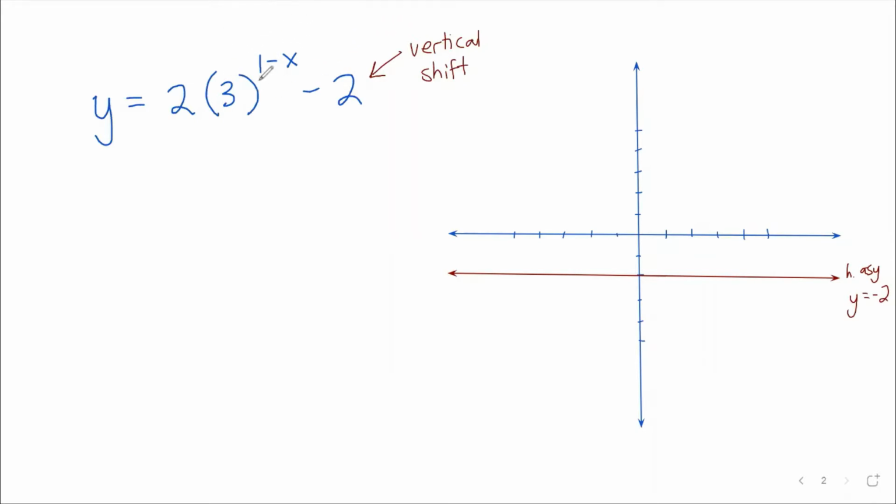Now, you notice it looks a little different because it's not x minus 1, it's 1 minus x. The x is actually negative. So this is going to affect things, but for now, I'll add x to both sides here. Okay, so we know that the horizontal shift is 1 to the right.